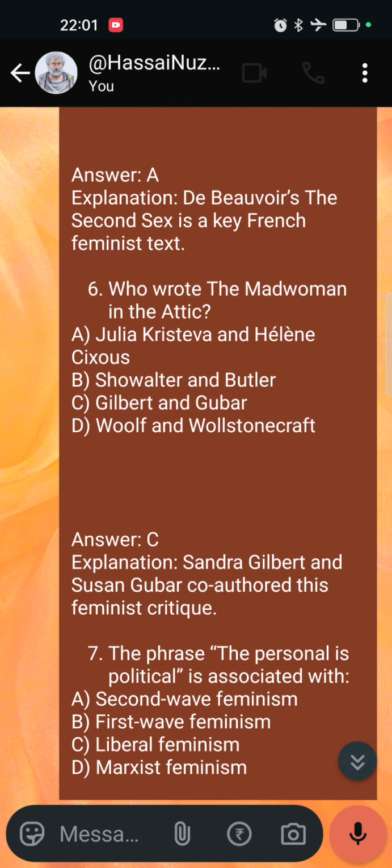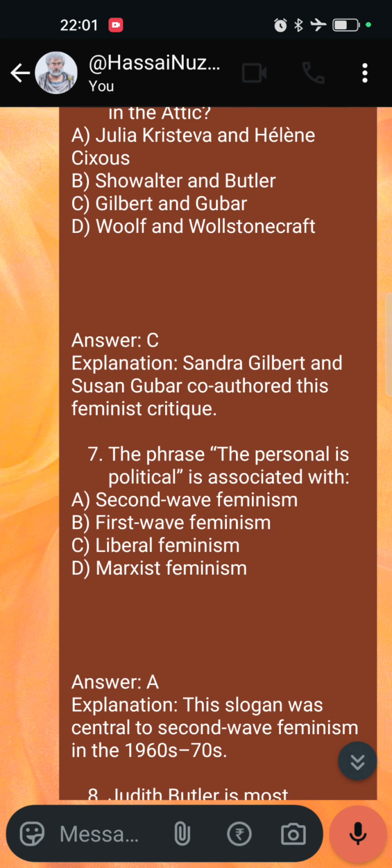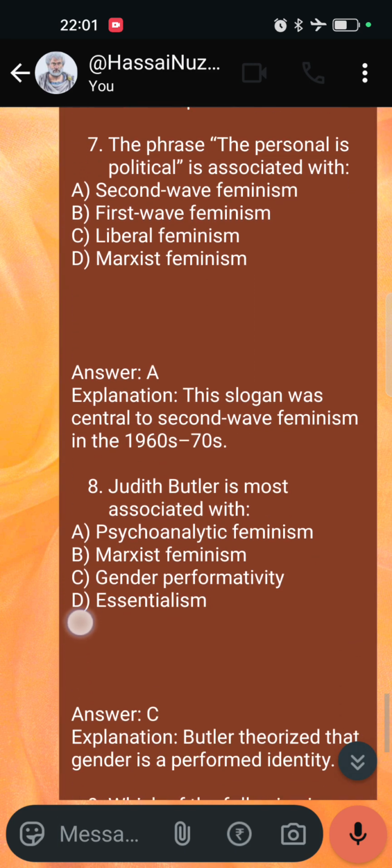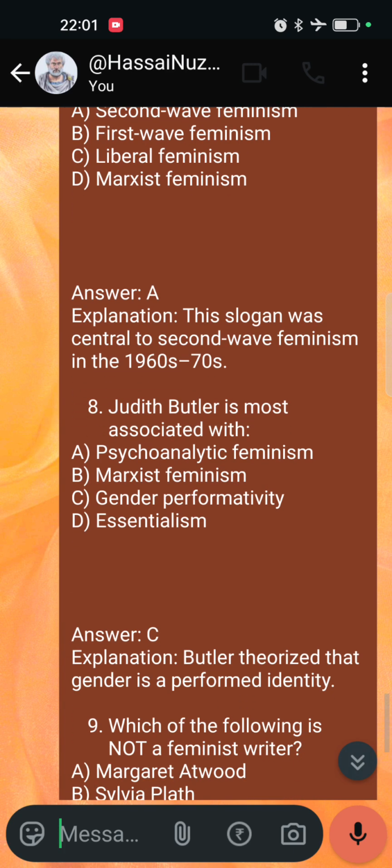Seventh question. The phrase "the personal is political" is associated with? Answer A. Second wave feminism. This slogan was central to second wave feminism in the 1960s to 70s. Eighth question. Judith Butler is most associated with? Answer is C. Gender performativity. Butler theorized that gender is a performed identity.